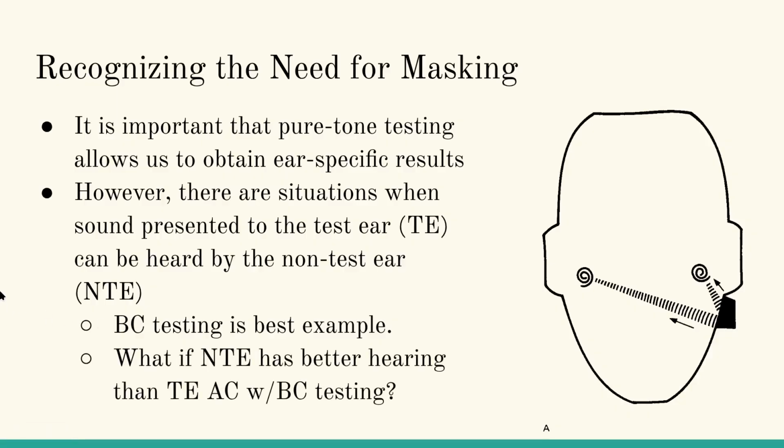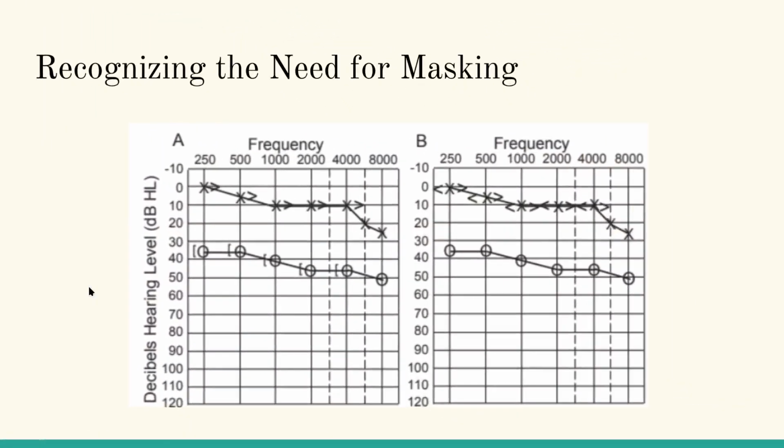So what if the non-test ear has better hearing than the test ear by air conduction when you're performing bone conduction testing? Let's take a look at this here. We see two audiograms on the left and the right. We know the patient has sensorineural hearing loss in the right ear from the left audiogram. We see the air conduction thresholds from the circles and the masked bone conduction thresholds for the right ear. They line up, indicating a sensorineural hearing loss in the right ear. We know they have pretty normal hearing in that left ear.